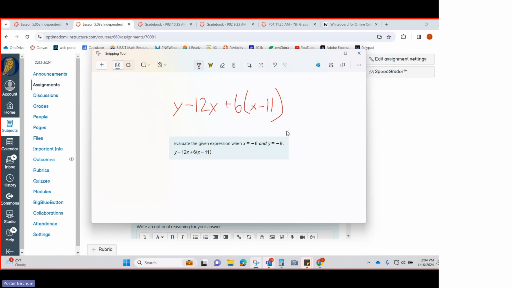What does it mean when there is a number right next to a letter in math? Nice, it means we multiply. What does it mean when there is a number right next to a parentheses? It means we multiply. So here I have y minus 12 times x plus 6 times whatever x minus 11 is.